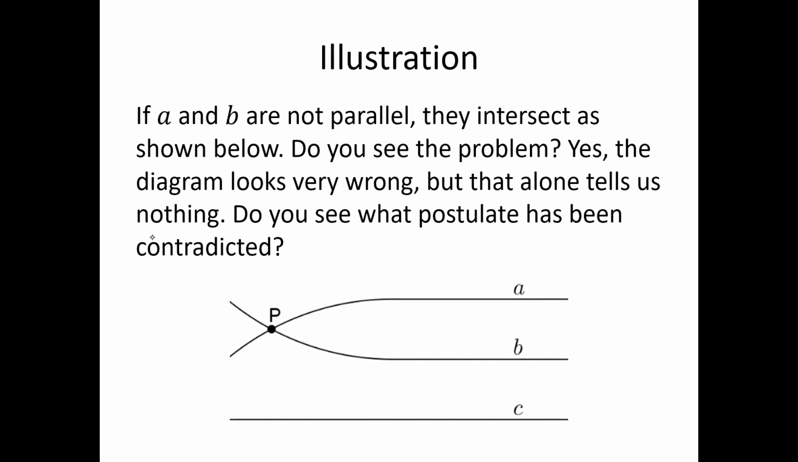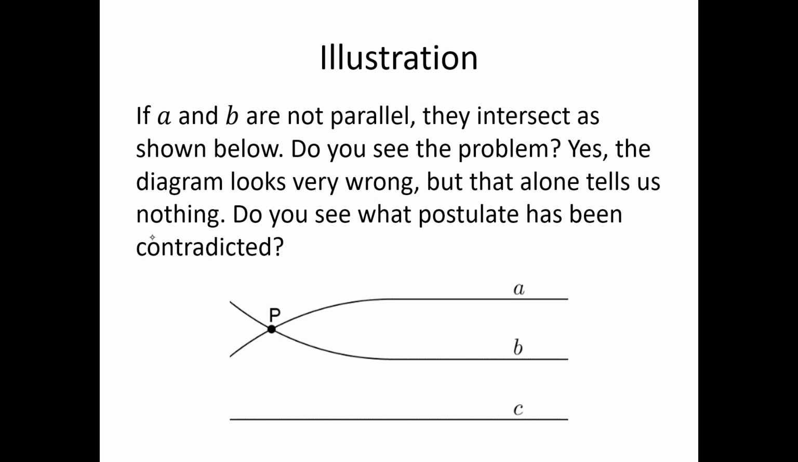Now the diagram, of course, looks very wrong, but we are long past the point where we allow how a diagram looks to substitute for the logic of a proof. So we've said that A and B are not parallel, so it follows that they intersect. You see that in the diagram, they intersect at point P. And then ask yourself, how do we know? What in the system that we have built allows us to know that this is impossible? Well, here's a way to put it.